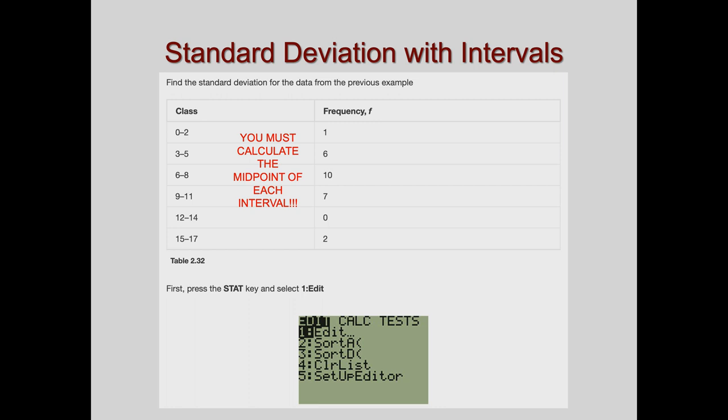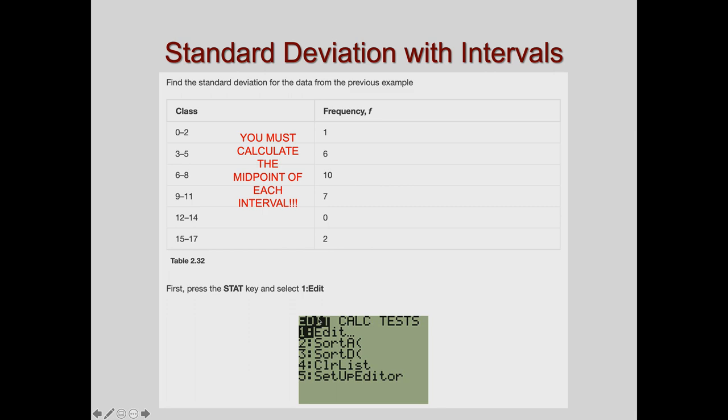For interval purposes, remember, you do not get an exact standard deviation, you get an approximation of it. There's one 1, there are six 4s, there are ten 7s, there are seven 10s, there are no 13s, and there are two 16s. Now, I'm not asking you to do this alone, but rather to do this with you, okay? The only difference between a standard deviation and the standard deviation with intervals is that now you're going to use a frequency. And the way you calculate it with intervals is to use L1 and L2.